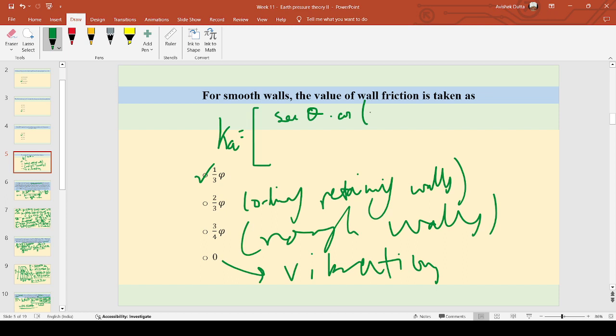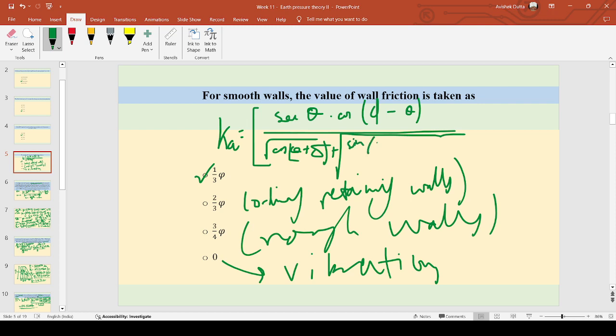cos phi minus theta divided by root over of cos theta plus del plus root over of sine phi plus del into sine phi minus beta divided by cos beta minus theta, and this entire thing taken as the whole square. Okay, this is the value of Ka.